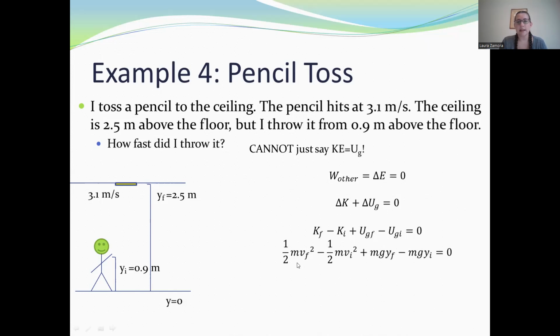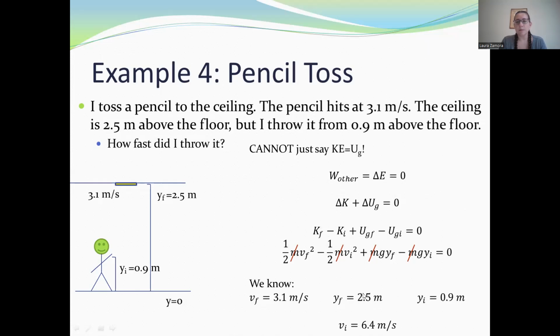Plugging in the equations for kinetic energy and potential energy, we'll notice that there's a mass in each of those terms, so we can cancel that out. Here are the things we know. We know the final velocity is 3.1 meters per second. We know the final height is 2.5 meters above the ground, and we know the initial height is 0.9 meters above the ground.